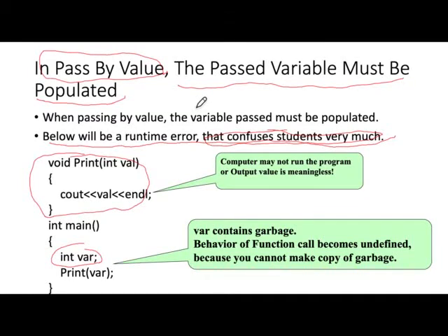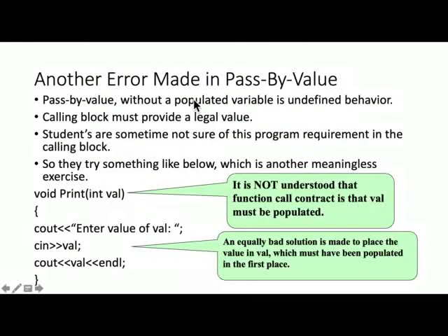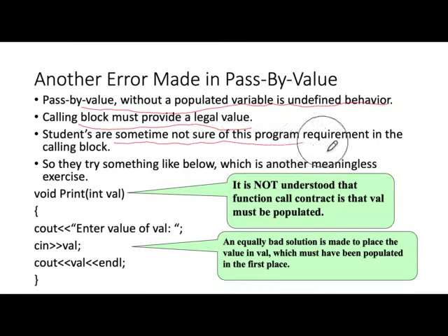Equally bad way to fix that problem is here. So one more time, pass by value without a populated variable is undefined behavior. The calling block must provide a legal value. And students are sometimes not sure of this program requirement in the calling block. So they try something like below, which is another totally meaningless exercise.